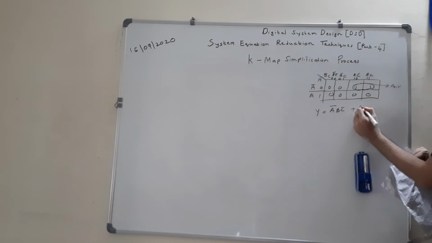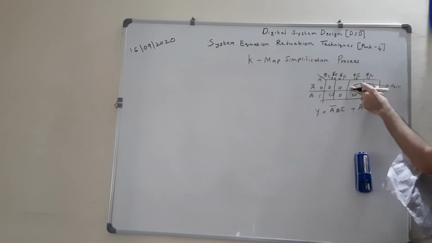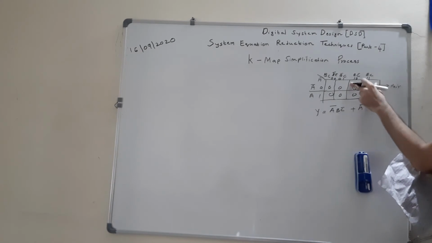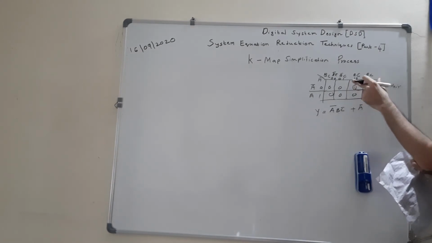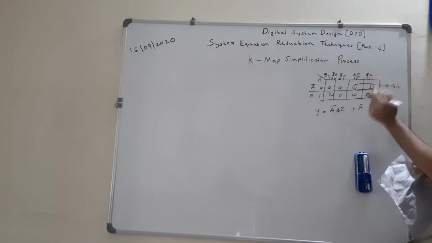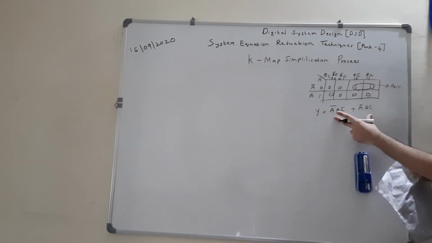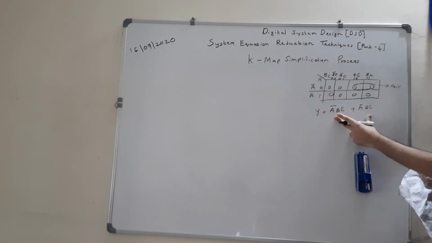So A bar will remain the same, and this column changes, that is BC, because we have written it in the form of a pair, and we are considering only the terms which are in adjacent cells for grouping and which have the value 1, that is output value 1. That's why we are considering these 2 terms only. So A bar BC. Now this is the Boolean expression we got from the pair.